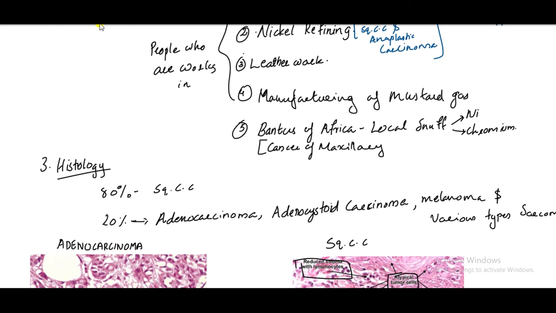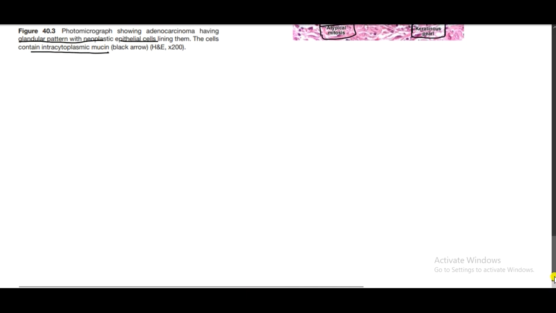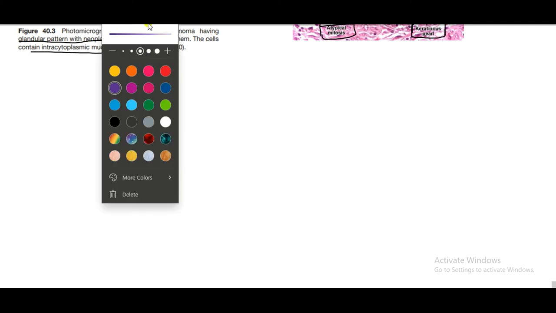And next we can talk about the carcinoma of the maxillary sinus. I already said that it is common in bandits of Africa, because they use local snuffs, which contain high amounts of nickel and chromium. Malignant carcinoma of the maxillary sinus is more common in them.